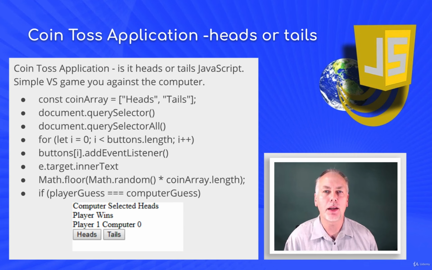So the objective here is that the player selects either one. So they select either heads or tails. And then depending on what the result is, if they got it right, then they score. If they got it wrong, then they lose. And then the computer wins and so on.